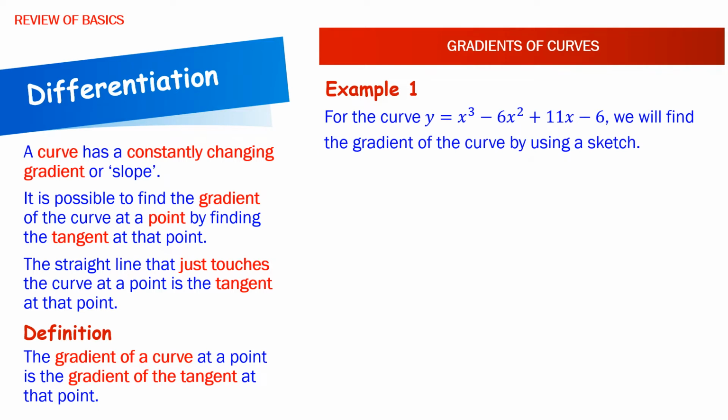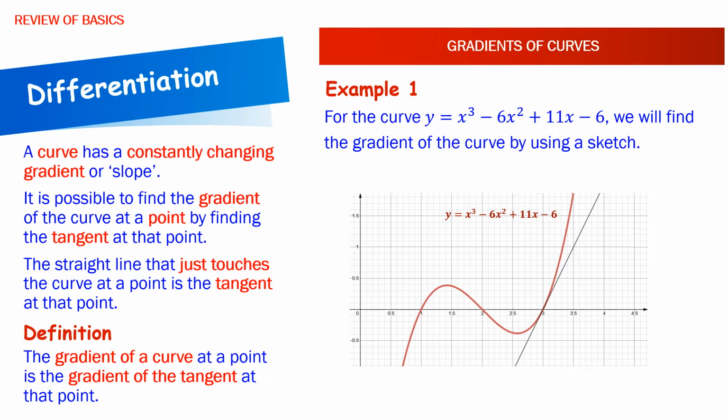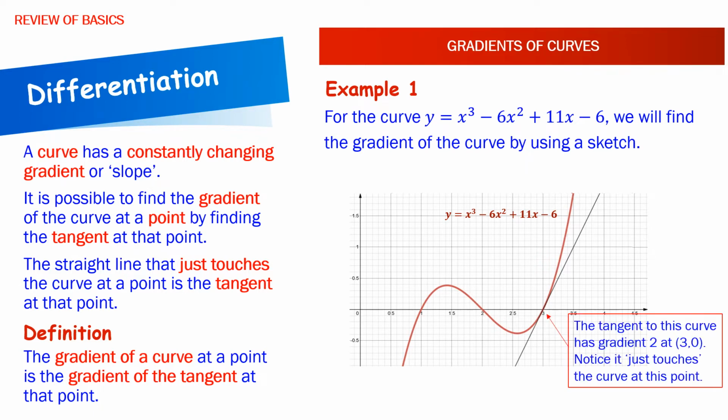For the curve y equals x cubed minus 6x squared plus 11x minus 6, we will find the gradient of the curve by using a sketch. So here's a sketch of the curve. And here's the line at a particular point on the curve. The tangent to this curve has gradient 2 at (3, 0). Notice that it just touches the curve at this point.